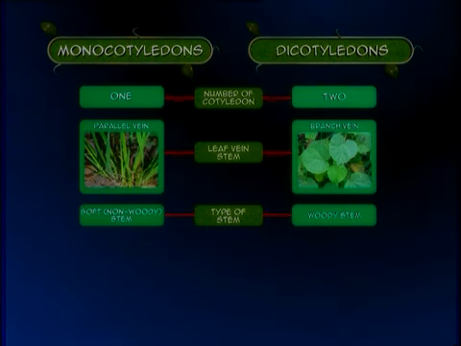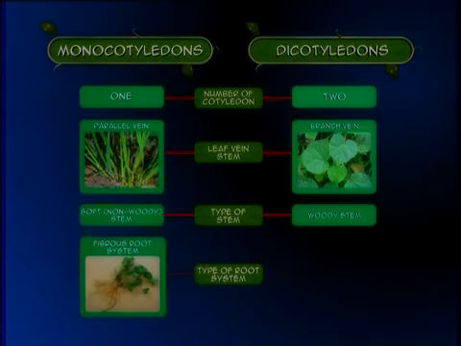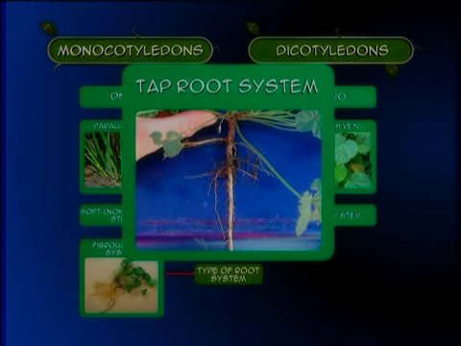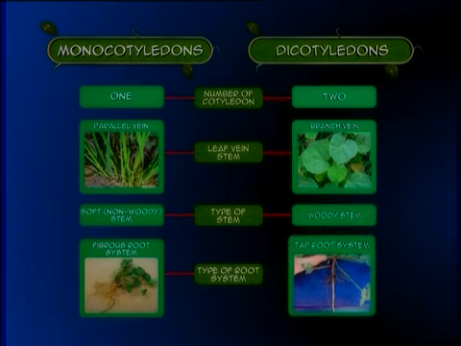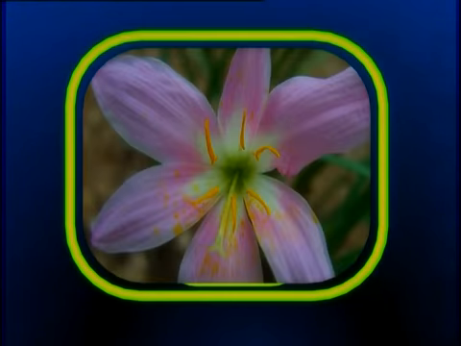Monocotyledon has a fibrous root system, whereas dicotyledon has a taproot system. The parts of monocotyledon flowers are all typically in number 3, or a multiple of 3.